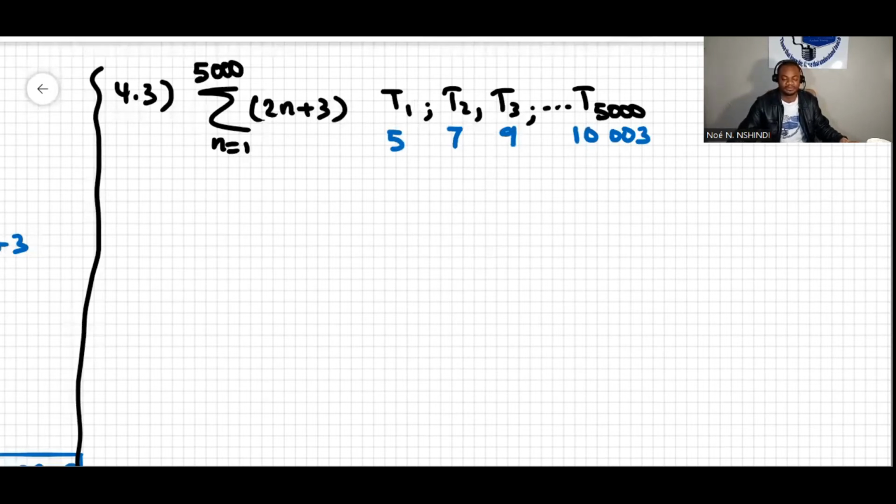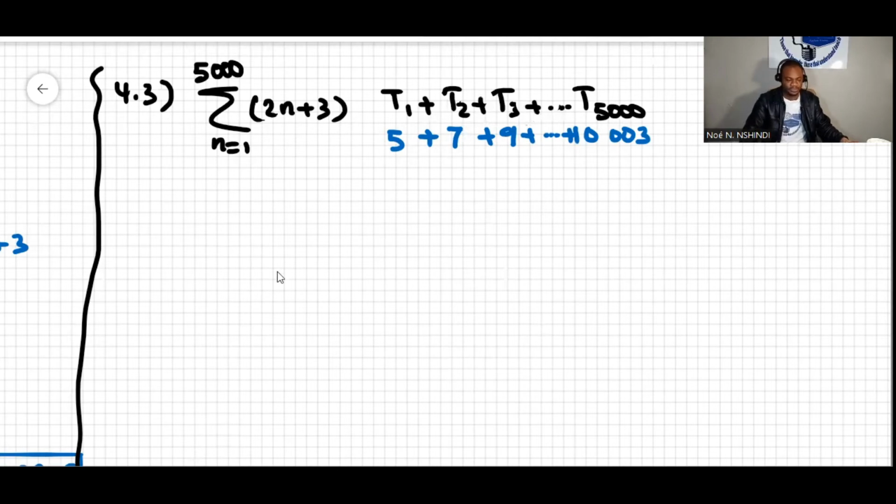the series. Because it is a series, we can just do plus, plus, plus, dot, dot, dot, plus. So plus here, plus here. Plus, plus, plus, dot, dot.